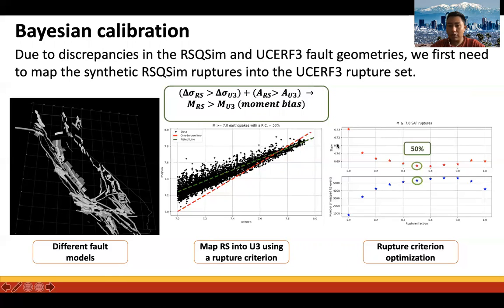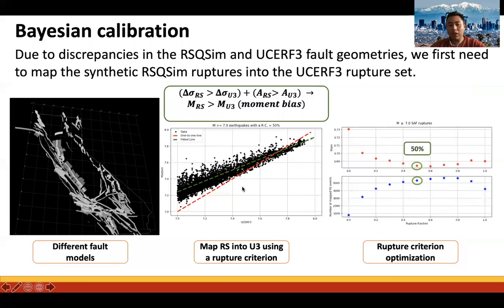We plot the slope of this green line for different scatter plots using different rupture criteria, and that's represented by the red dots. The lower subplot gives us the number of mapped RSQ-SIM events as a function of the rupture criterion. We chose a value of 50% because the slope isn't that far from 1, and because we have a fairly good amount of mapped RSQ-SIM events.